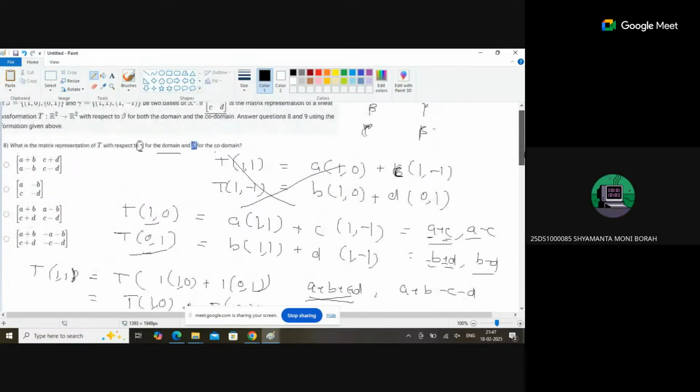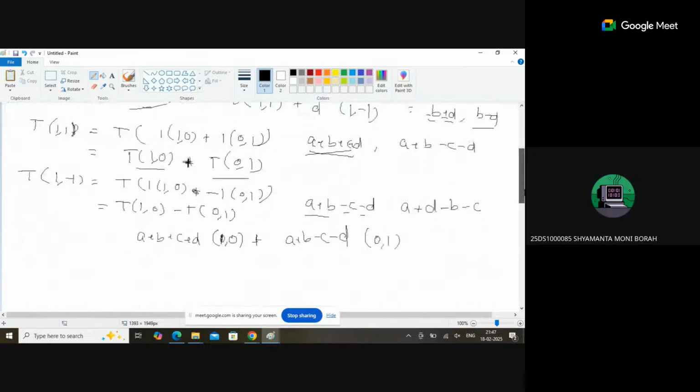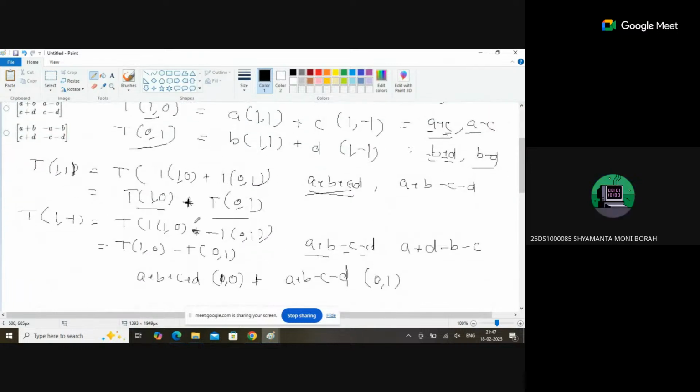Sir, in the next one, there is something. T10 minus t01, it should be a minus b plus c minus d, right? A plus B minus C minus D. Okay. A plus c minus b minus d. That was what I was saying. Yeah, that's right. And this one will be a plus c, minus b plus d. Yeah, this is okay.